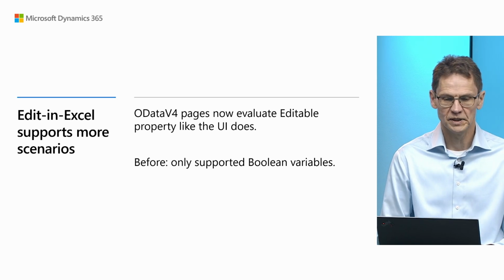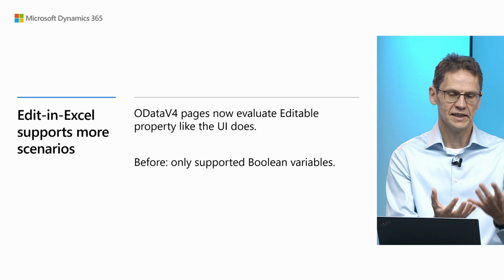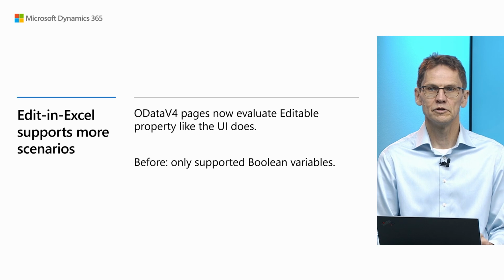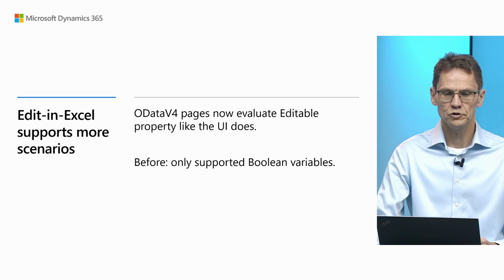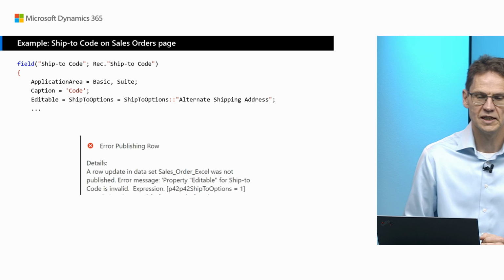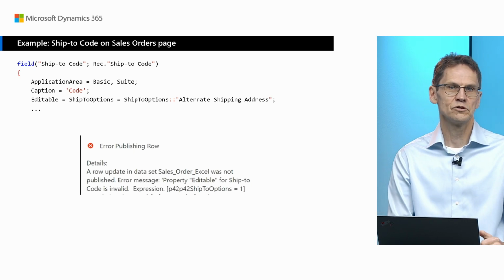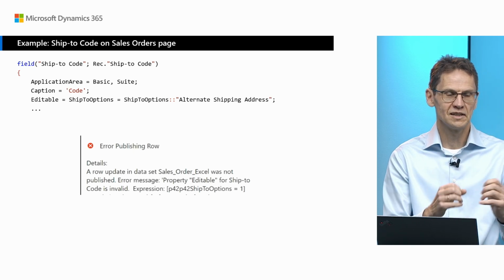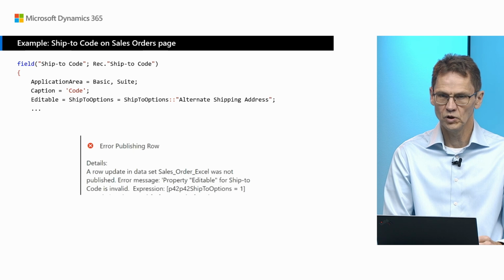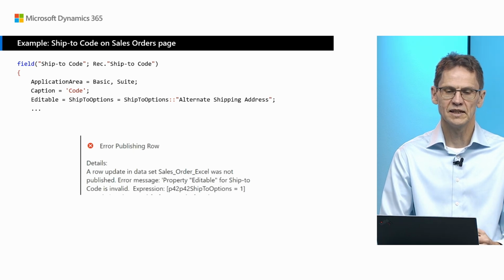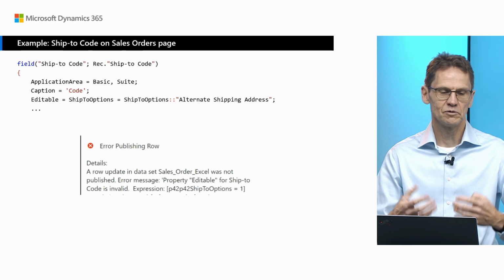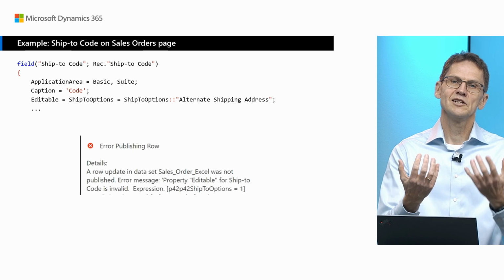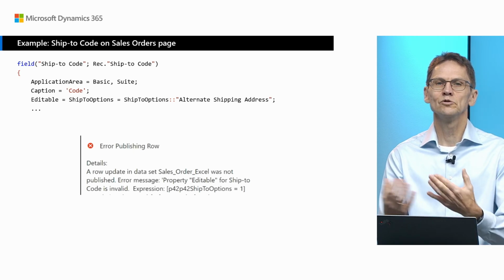Now OData v4 pages evaluate the editable property just like the UI does. Before, it only supported Boolean variables. So what you would see sometimes, for instance, in the ship to code on the sales orders page, which has an editable property which is calculated and not just a simple Boolean, then when you were publishing your data, you would get an error message about the property editable not being valid, meaning that a number of pages couldn't be used for editing in Excel.